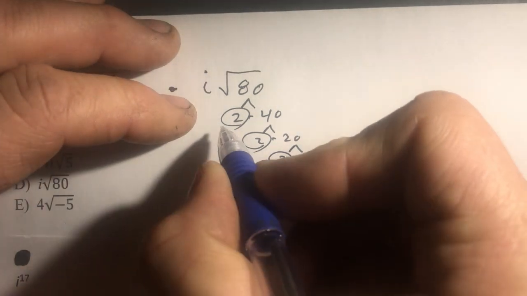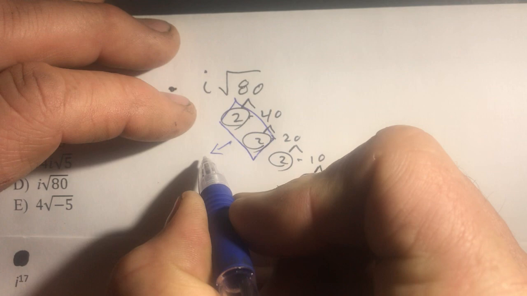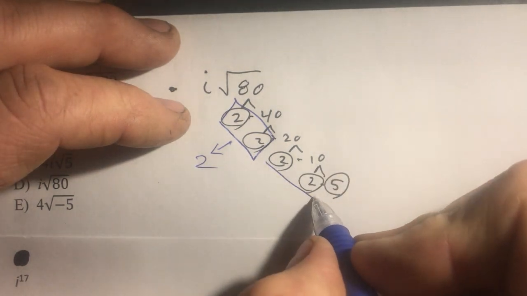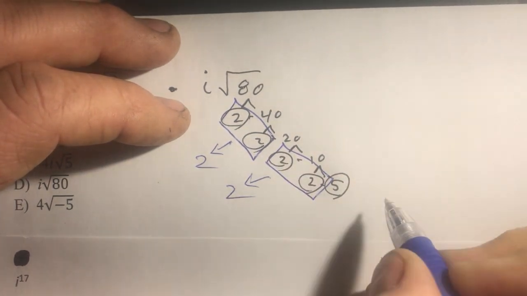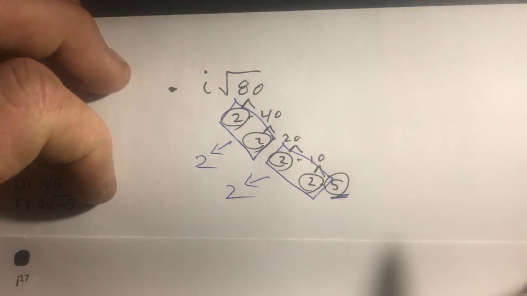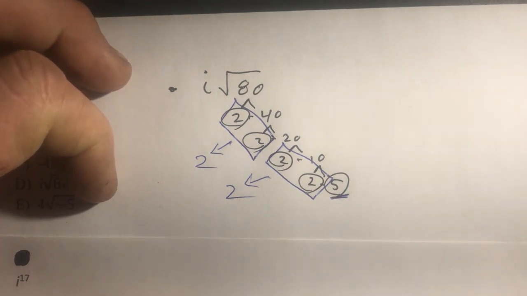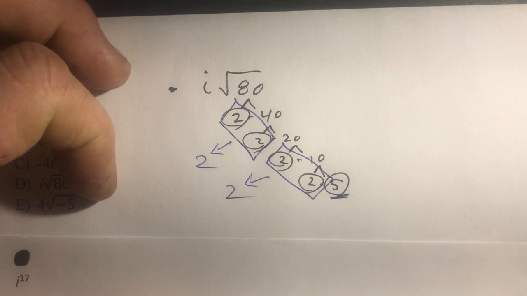Now pairs pull out. So like here's a pair of 2's. That's going to send a 2 out of the radical. Here's another pair of 2's. That sends out another 2. But see this 5 right here? He's stuck because he doesn't have a partner to pair up with. So he has to stay in the radical.